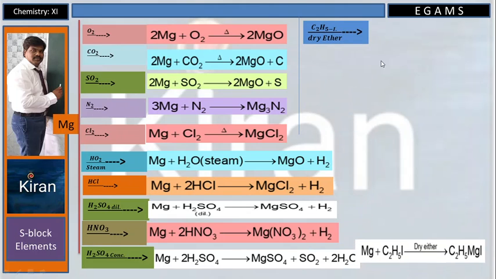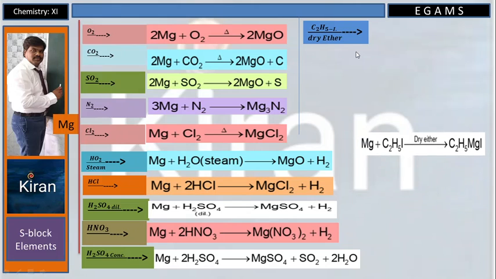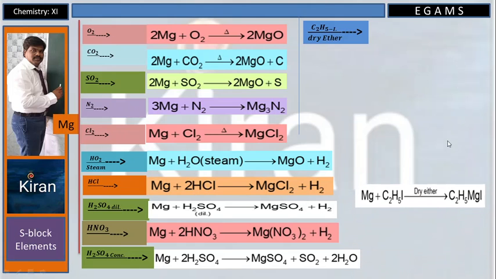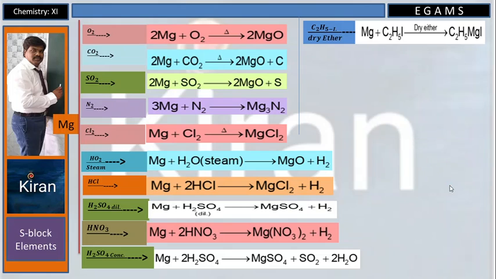When it reacts with dry ether, the same way as sodium, it also reacts with ethyl iodide, C2H5I. You will get ethyl magnesium iodide. This is called a Grignard reagent. Grignard reagent means RMgX. Ethyl means R, this is Mg, and X means halide. This is the Grignard reagent.